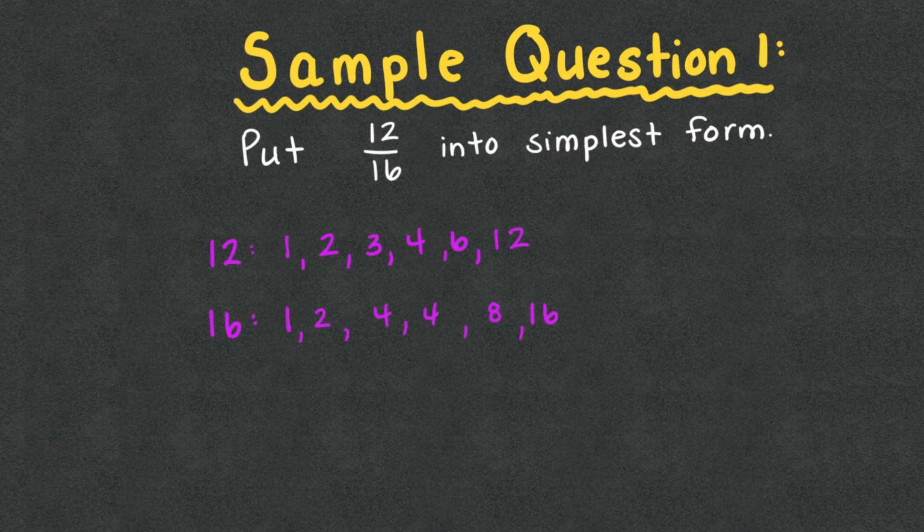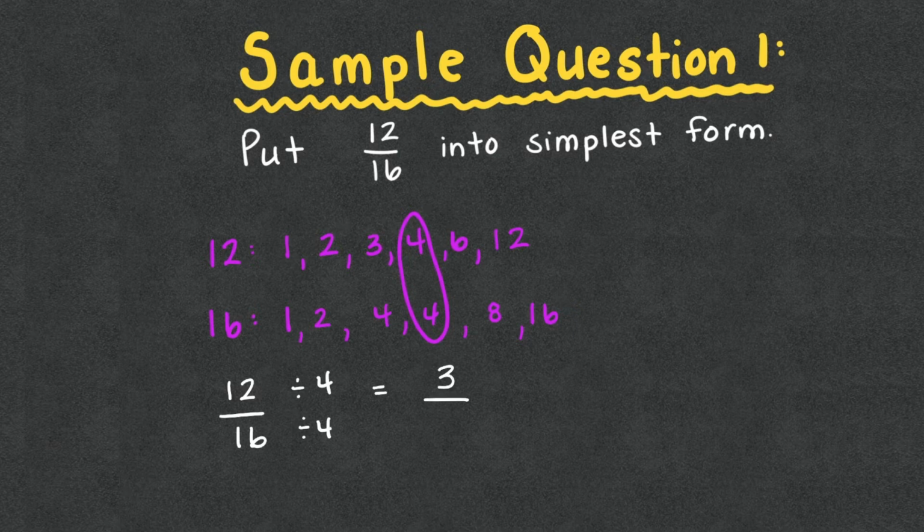So if we look for the greatest common factor, we see that the largest number they have in common is the number 4. So that means we take our fraction from before, we look at 12 over 16, we divide both of these numbers by the greatest common factor. 12 divided by 4 is 3, 16 divided by 4 is 4. 3/4 is going to be our simplest form.